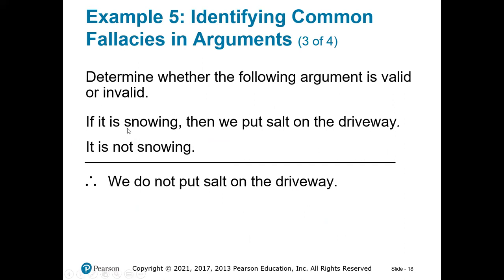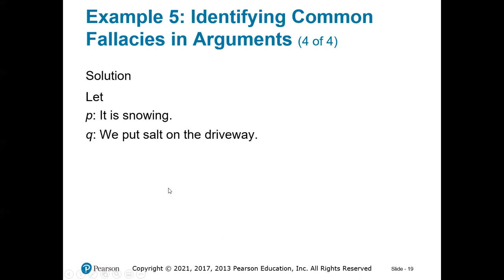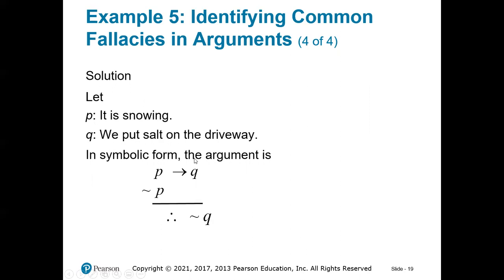Here's another example. If it is snowing, then we put salt on the driveway. If it is not snowing, therefore we do not put salt on the driveway. If we do symbolic representation again, to make life easier, P is snowing, Q, we put salt on the driveway. This argument will be P implies Q, the negation of P, therefore the negation of Q. Do the truth table of this one here, and you will see that this is not a valid argument. So as I told you, it is invalid. Can you find out why?